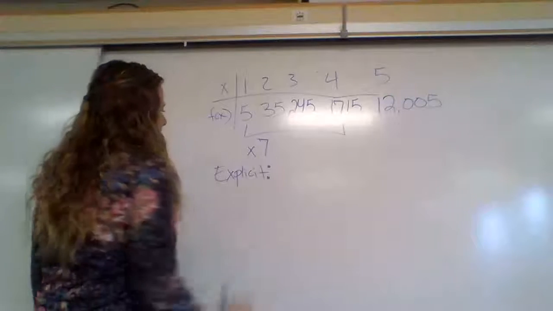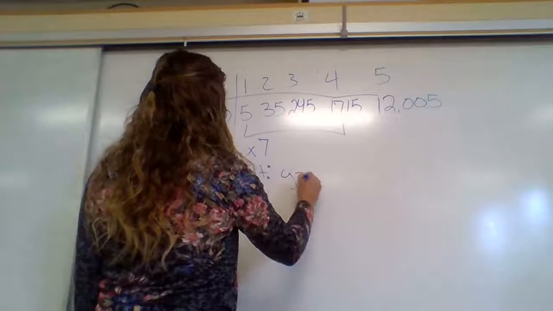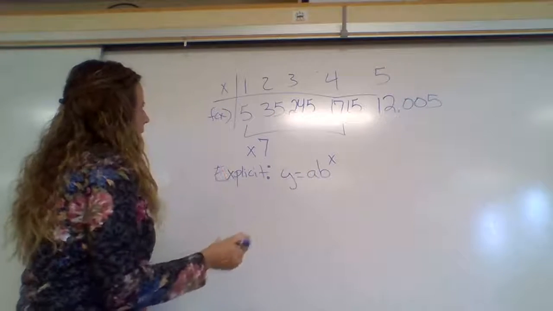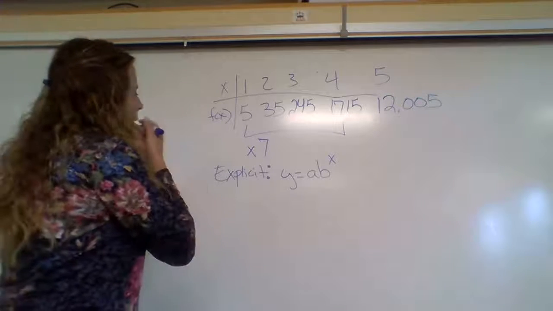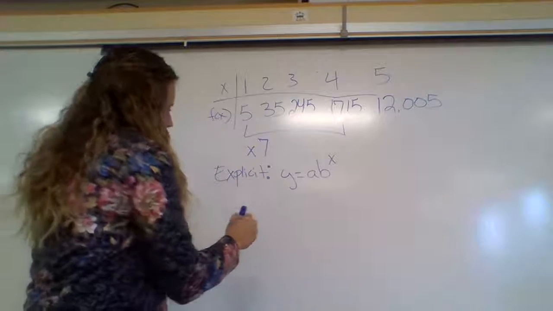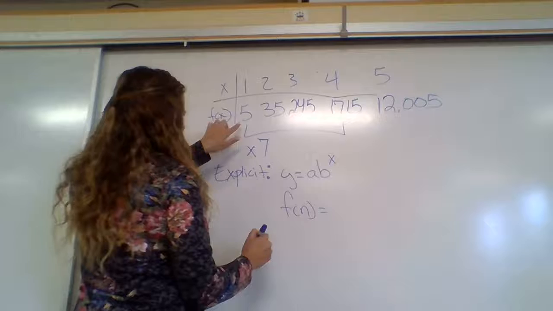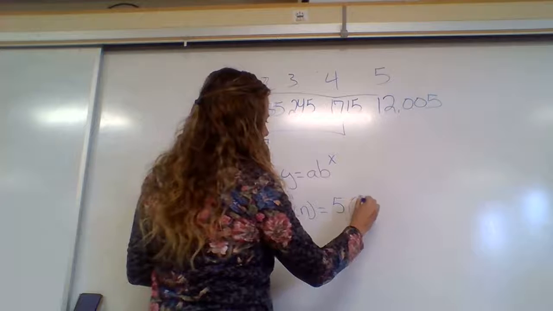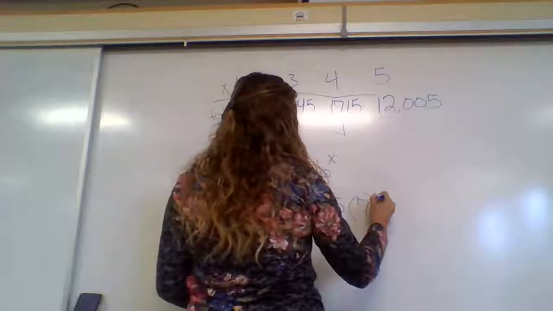So we know it's geometric. That means we are going to be using an exponential equation. So y equals a times b to the x. You can either figure out the y-intercept or you can use the first term. If you use the first term, generally you would write f of n equals the first term times the pattern, which is we're multiplying by 7. Since you use the first term, it's n minus 1.